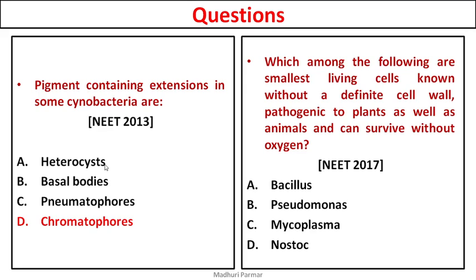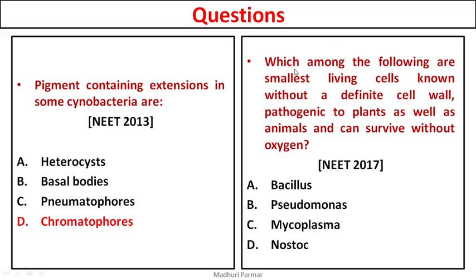Heterocysts are the cells which do nitrogen metabolism. Basal bodies are found at the base of flagella. Pneumatophores are nothing but roots of some plants which come out of the soil, and they show negative geotropism. They grow upwards. So these are called pneumatophores. Right, so the answer is chromatophores.